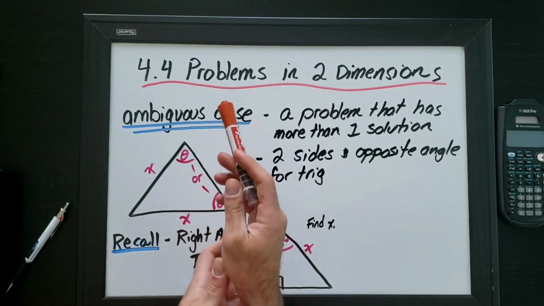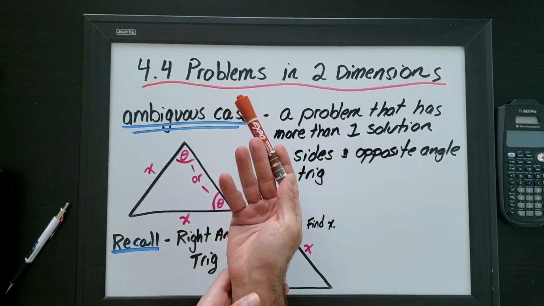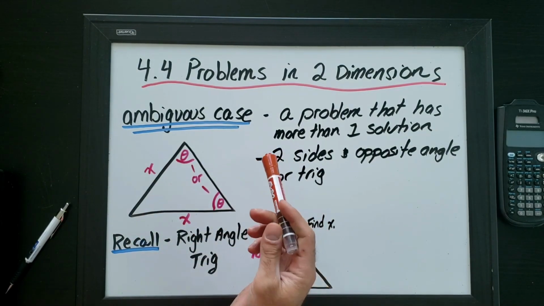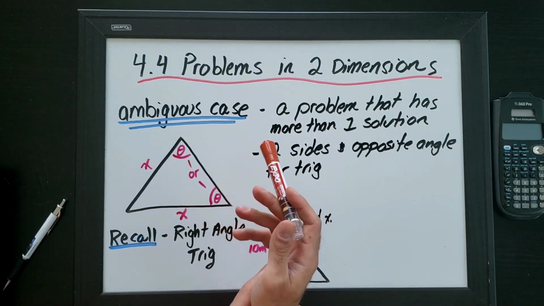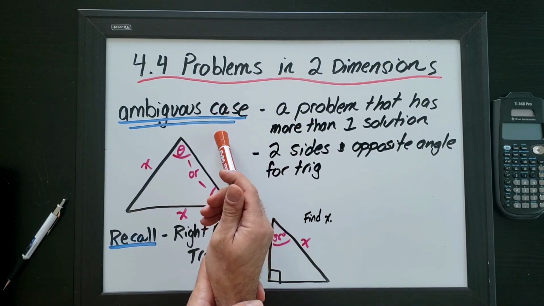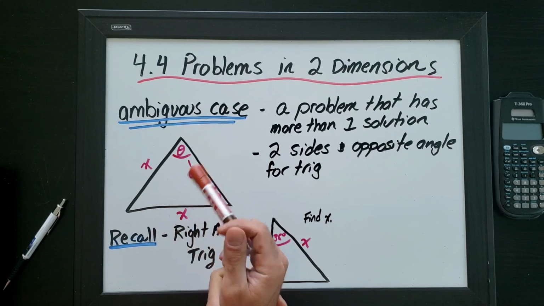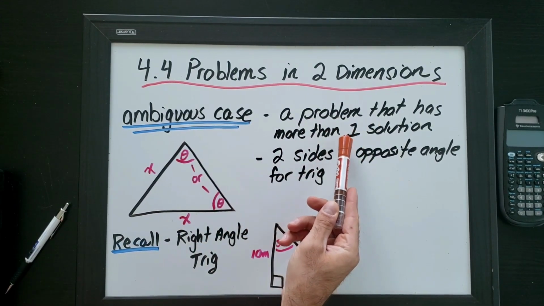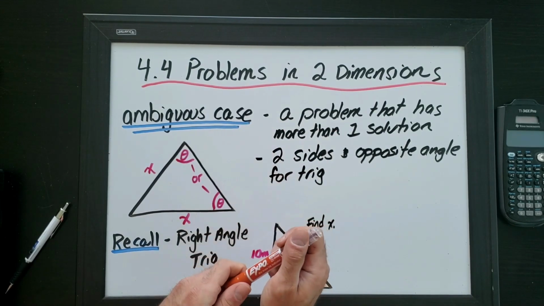4.4 is problems in 2 dimensions. Now, these problems are generally going to include triangles because it's a trigonometry chapter. And they're going to be pretty similar to last year when you experienced problems, except you have something called the ambiguous case this year. So what's an ambiguous case? It's a problem that has more than one solution, and you're going to see when that occurs.